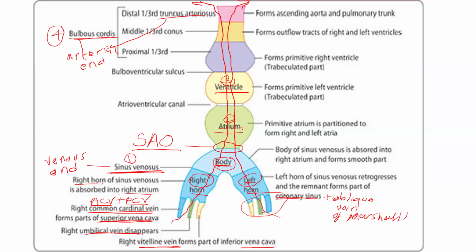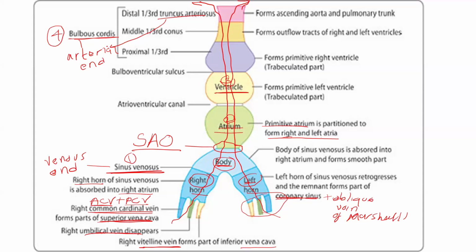Then the atrium here, the primitive atrium, gives rise to the rough parts of both right and left atrium. We have already discussed development of the right atrium. The smooth posterior wall is derived from the right horn of sinus venosus. The rough anterior wall is derived from the primitive atrium. What about the left atrium? The rough anterior wall is derived from the primitive atrium. The smooth posterior wall, I'll show you where it comes from.